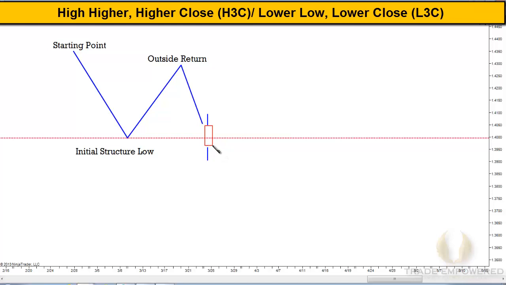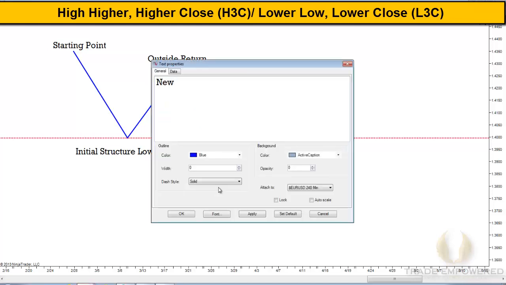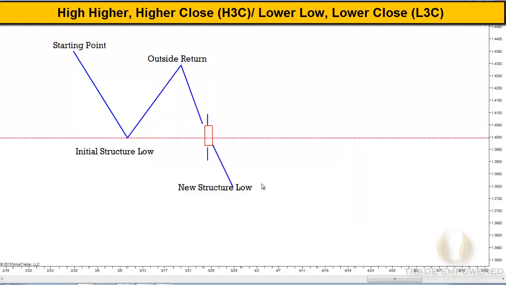However, if our candlestick closes beyond our previous structure low, then we can expect this trend to continue, giving us a new structure low, and we'll look for the pattern to continue. Outside return, new structure low after we get a lower low, lower close, outside return, new structure low.